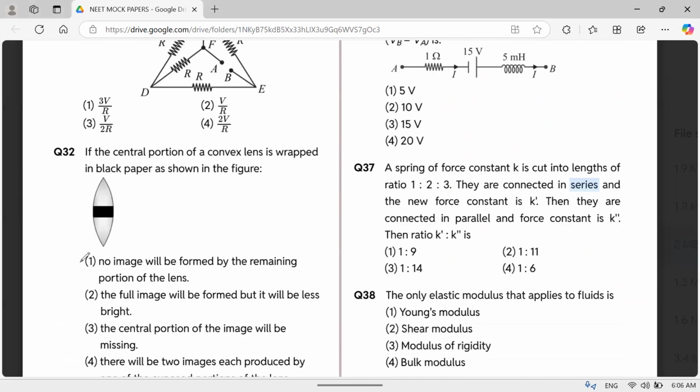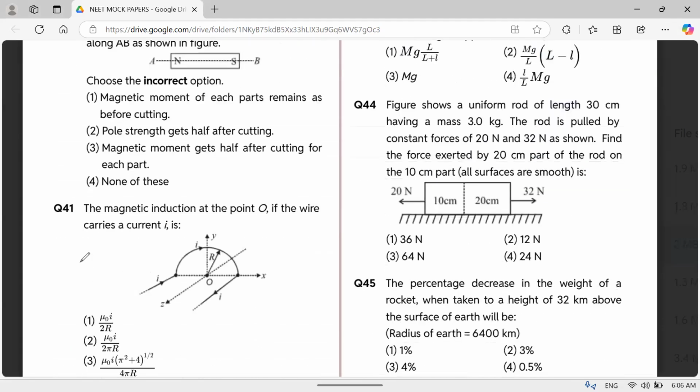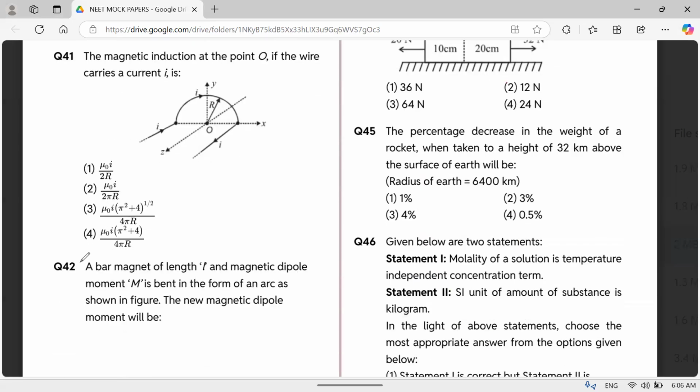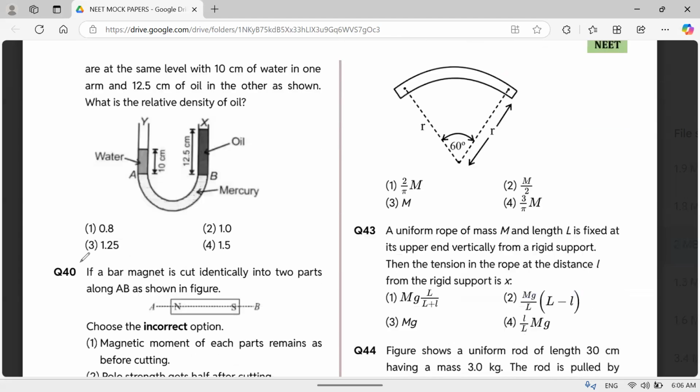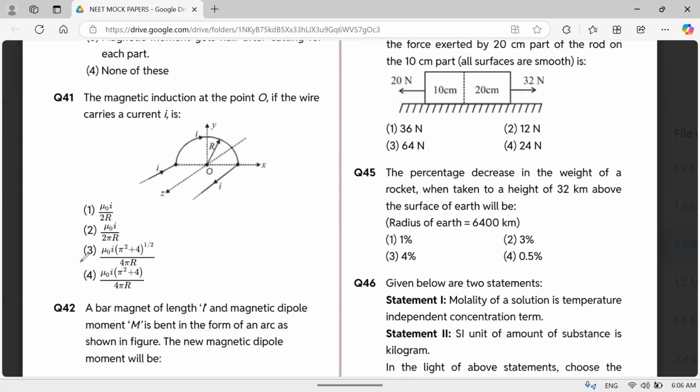Question number 37: springs we have not done, elasticity we have not done, fluid mechanics, bar magnetism, magnetic induction, beta. Anyone? You try to do this on your own. Bar magnetism, I'll revise it. And uniform row, this one we have not done. This one we have not done.